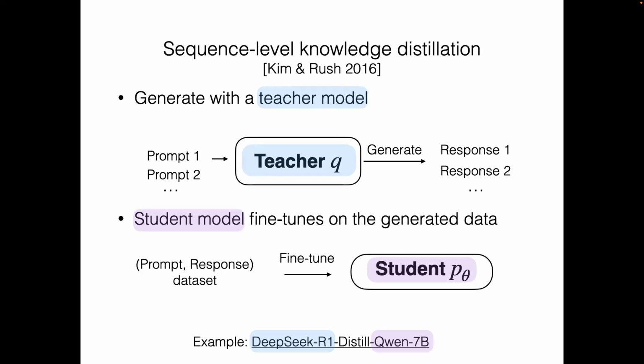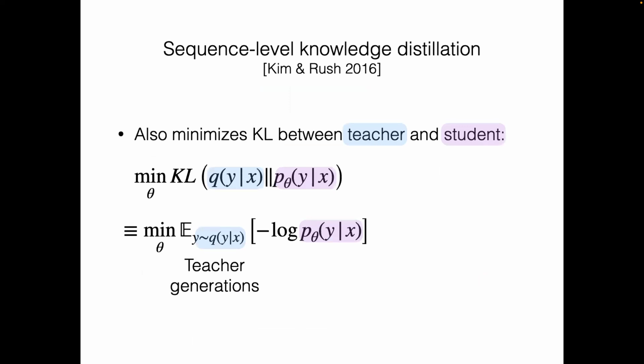This technique is used all the time. You can look at different language models and they'll have names like DeepSeek R1 Distill Qwen 7B. Here the teacher was the DeepSeek R1 model and the student is the smaller Qwen 7B model. You can actually view this as minimizing the KL divergence between the teacher and student. Now we're not looking at it at a token level, it's at the sequence level. And here you're viewing the teacher's generations as samples from the target distribution that you're fitting.